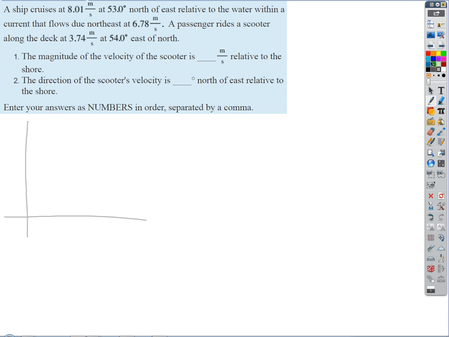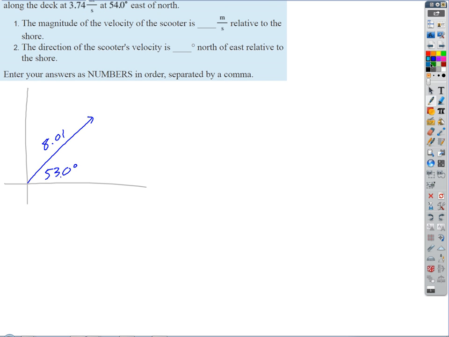So this guy is, we'll make this one blue. So that one's 50, it doesn't have to be exact, we're just representing this, but it's going to be 8.01 is the magnitude, 53.0 degrees, right? Okay, so let's find those components.